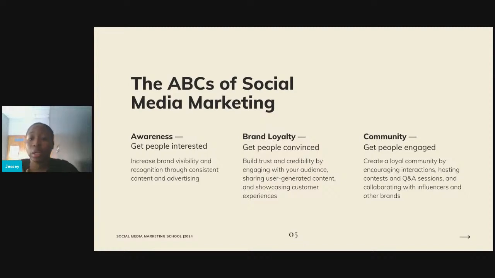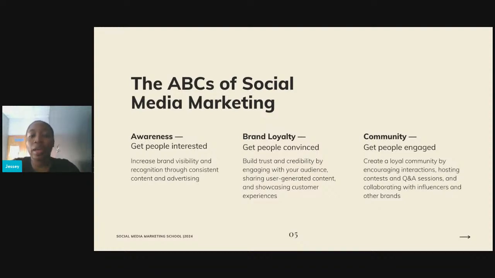And then brand loyalty. Of course, say we have achieved the first stage of social media marketing, which is awareness. We've created awareness for our brand. We want to imbibe the spirit of loyalty. We want to get people convinced that okay, they can trust this brand, right? So we build trust and credibility by engaging with our audience, sharing user generated content and showcasing customer experience.